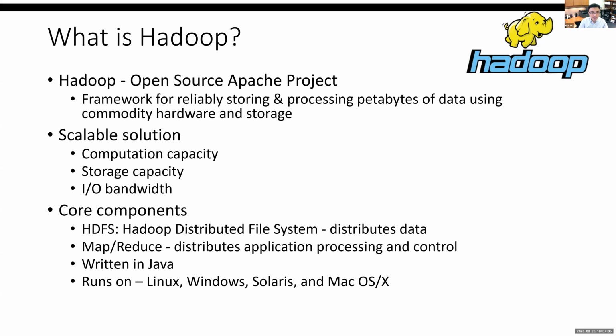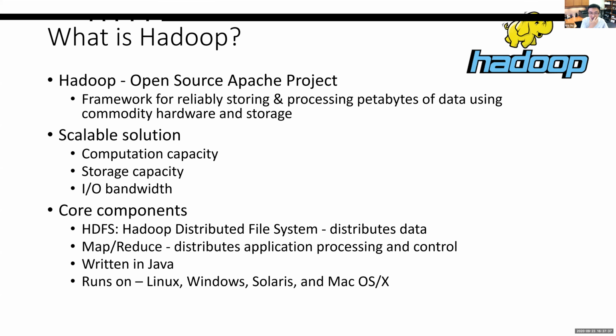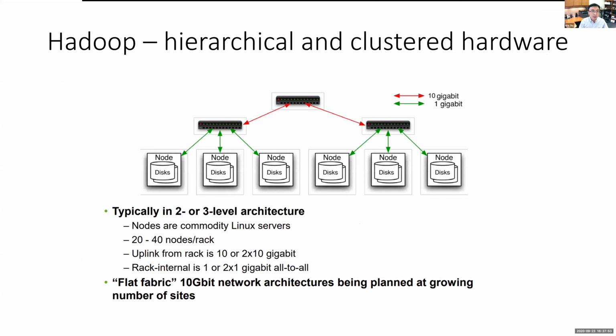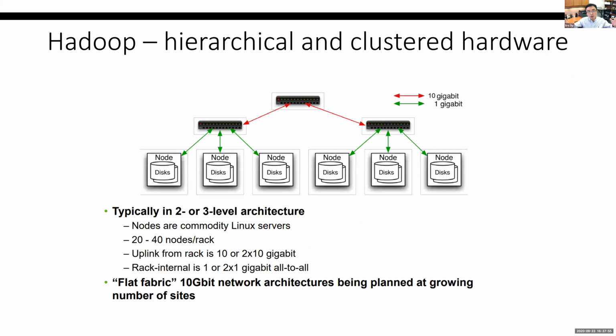The core components, like I said: HDFS is the Hadoop distributed file system. This is the hard disk of that. MapReduce is the method running on that. Hadoop is written in Java, and it supports Linux, Windows, Solaris, and the Mac operating system, all right? So this is the overall view of Hadoop.